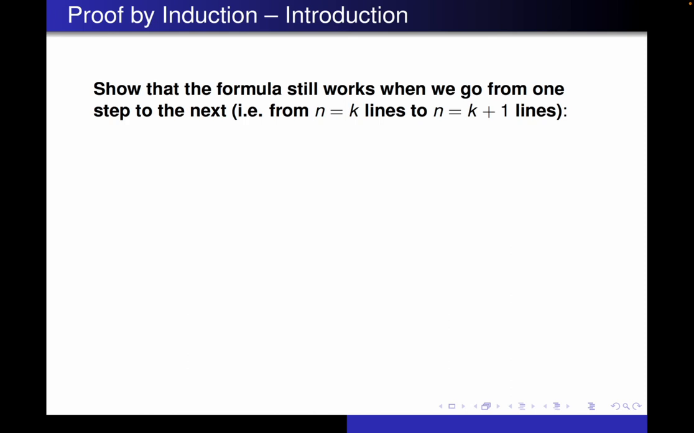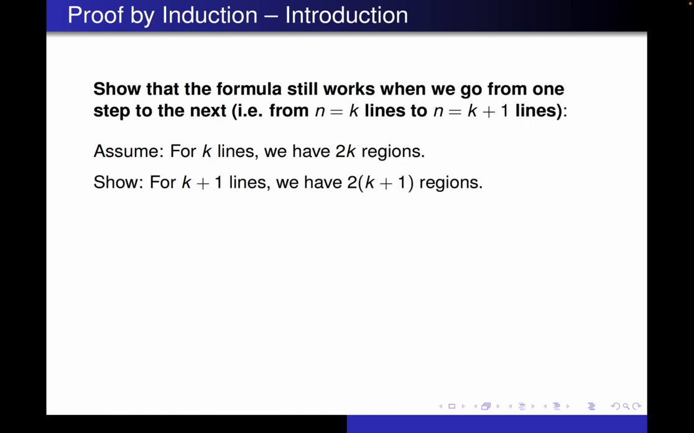So we're going to show that the formula still works when we go from one step to the next. In other words, if the formula works for n equals k lines, it's also going to work for n equals k plus 1 lines. Procedurally, we're assuming that for k lines we have 2k regions, because we're thinking of that as the case that we just did. And then we're going to show for k plus 1 lines we have 2 times (k plus 1) regions, right? The number of lines multiplied by 2 gives us the number of regions.